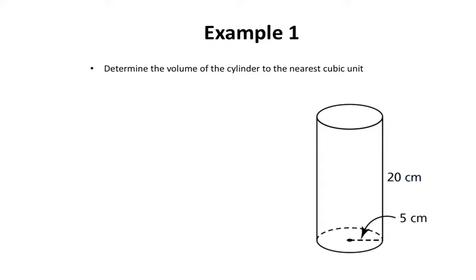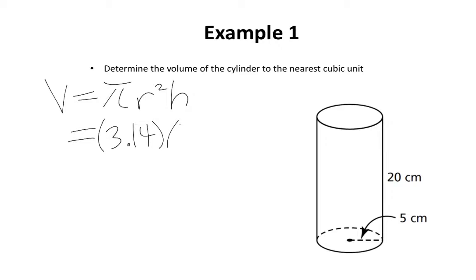In our first example, we want to determine the volume of the cylinder to the nearest cubic unit. As you can see in the diagram, we've already been given the radius of the base, which is a circle, and the height of the cylinder. The equation we're going to be using is volume is equal to pi multiplied by r squared, and then multiplied by h. At this point, we want to substitute in our known values. So I know that pi is 3.14. I know that the radius is 5. And I know that the height is 20.